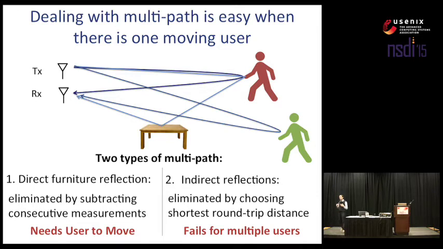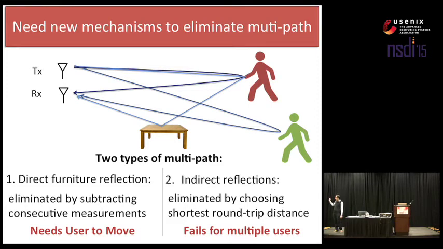So if we want to localize static people, or if we want to localize multiple people at the same time, we need new mechanisms to deal with multipath. So in this talk, I will first tell you how we can localize multiple people, and then I will go back to tell you how we can eliminate direct reflections. So let's go to our first question. How can we differentiate between a person and multipath?